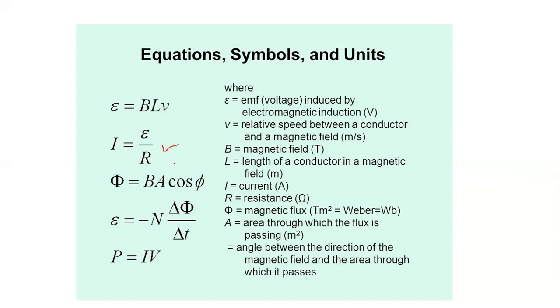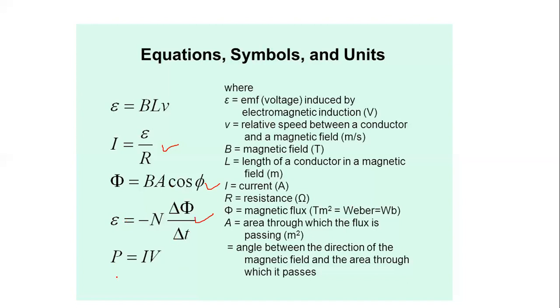Magnetic flux phi is equal to magnetic field B times area A times the inclination angle. For flux linkage, it has N delta phi over delta t, number of turns times delta phi over delta t. Here this is the induced electromagnetic force.